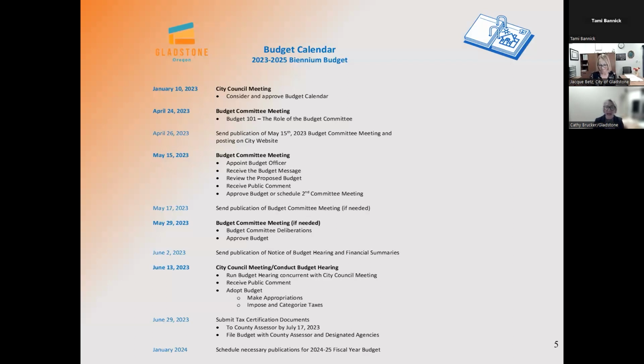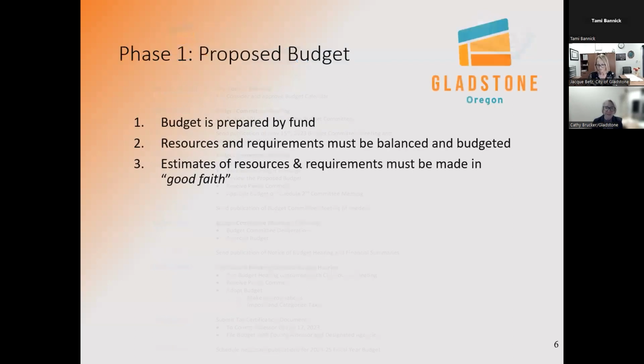Thank you. So for the next slide, please. Phase 1, the proposed budget. It's prepared and presented by fund. Every local government operates under fund accounting. Each fund is its own independent, self-balancing, standalone entity, never more evident than during the budget process. Each fund must be budgeted and balanced. Resources always equal appropriations. All estimates must be based on the best known information at the time, developed internally based on previous data or external input, such as state revenue sharing estimates. Next slide.